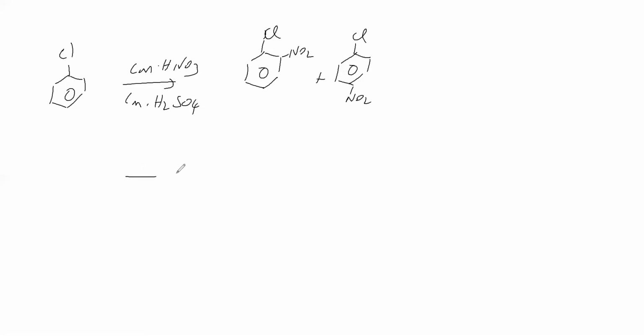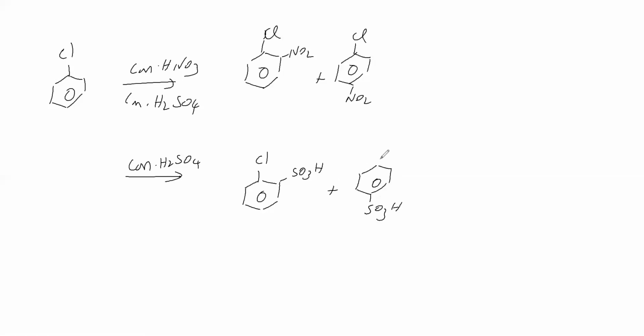Then we will see sulfonation. Sulfonation means treating with concentrated sulfuric acid. So a sulfonic group is introduced, and the electrophile is SO3. So at the ortho position a sulfonic group is introduced and at the para position a sulfonic group is introduced. This is sulfonation.